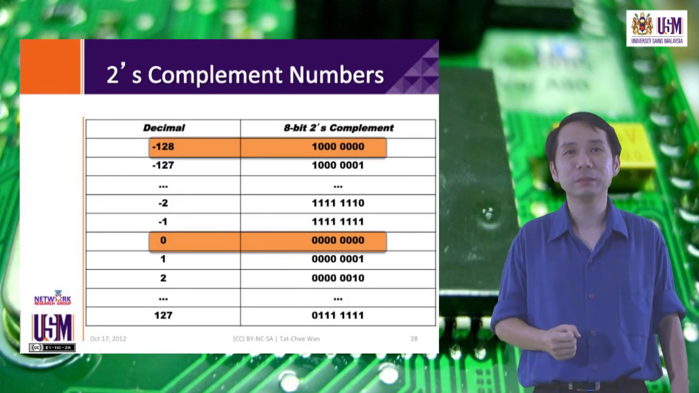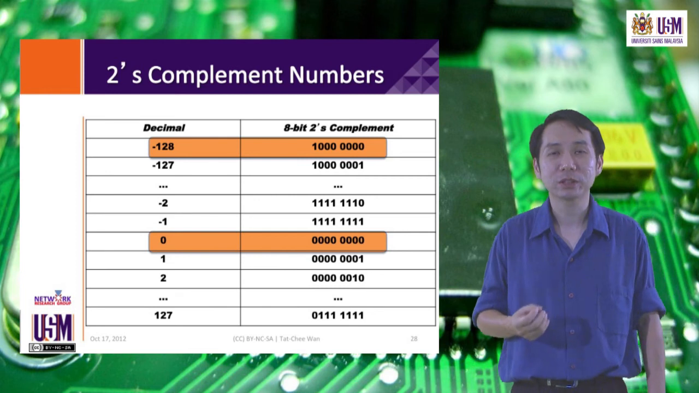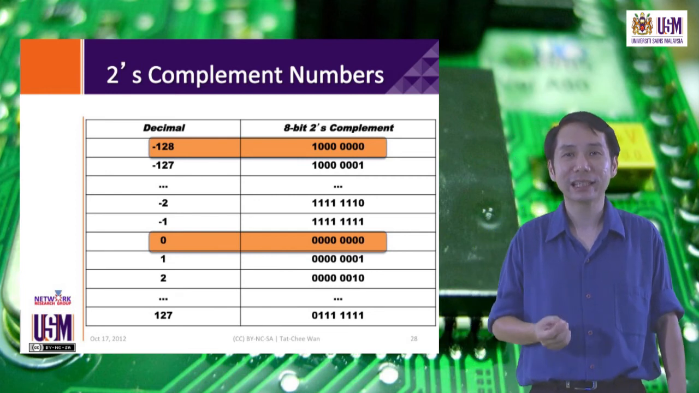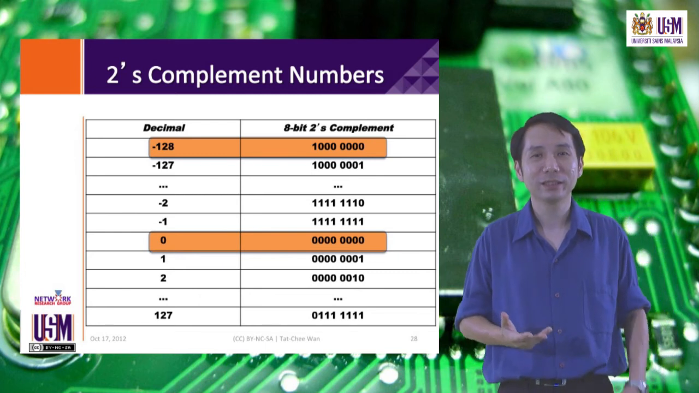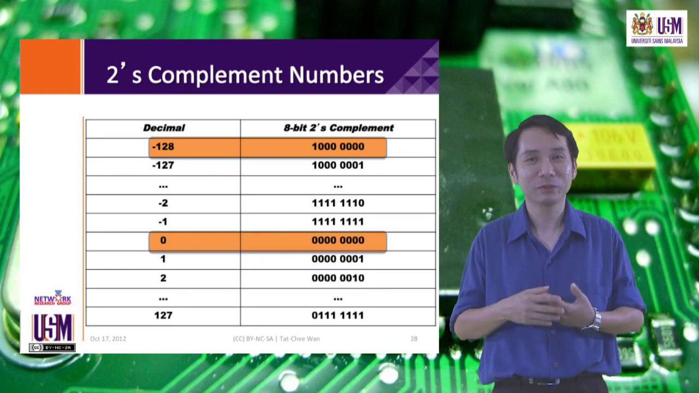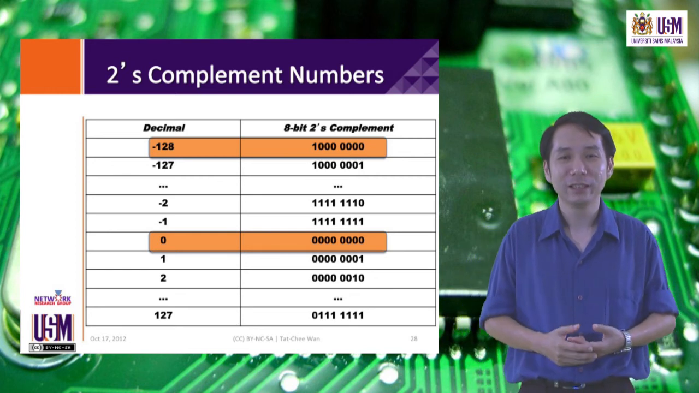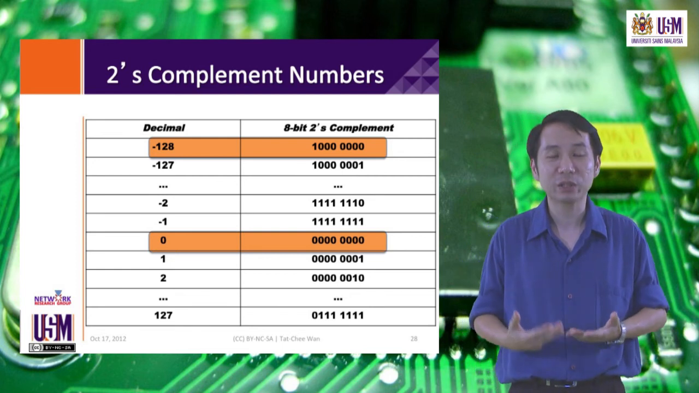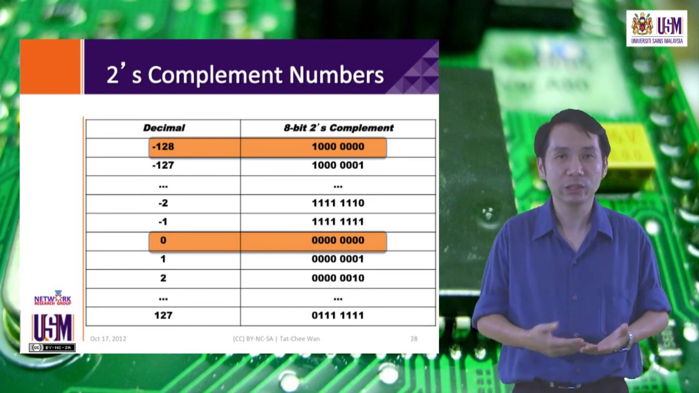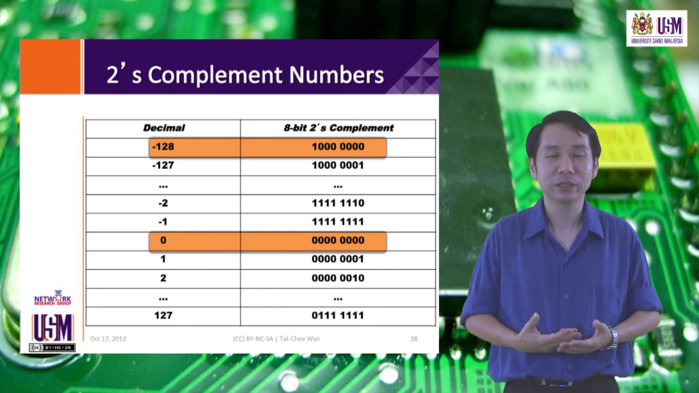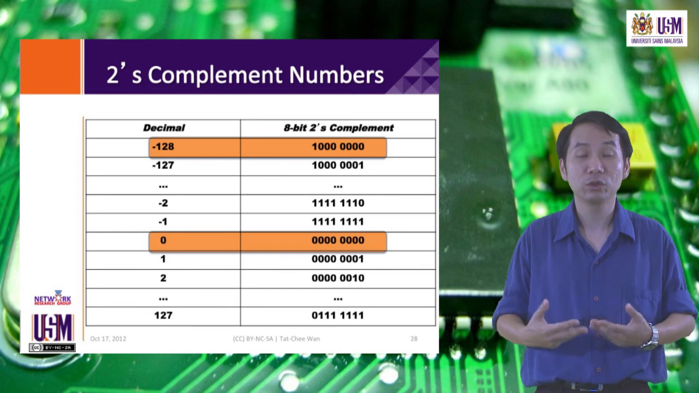So 2's complement numbers remove the problem of the positive and negative 0. Secondly, it gives us one extra negative number that we can use. This is what is called higher efficiency in computing, because you don't want to waste anything if possible. So in the example of 8-bit values, we now go from plus or minus 127 to minus 128 to positive 127 as the possible number values that we can represent using 2's complement.